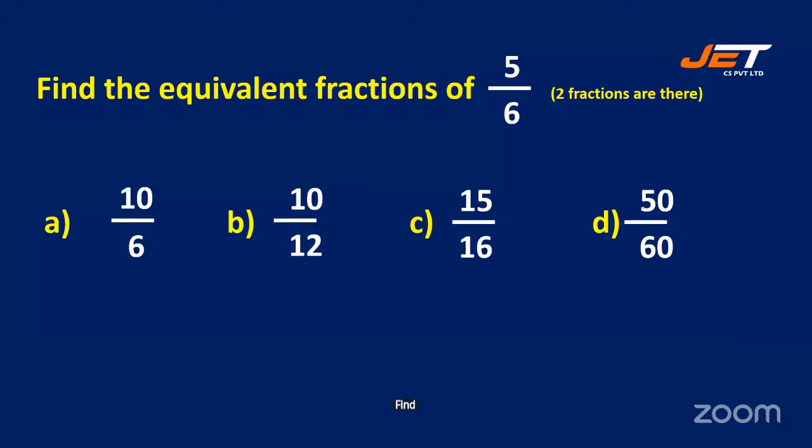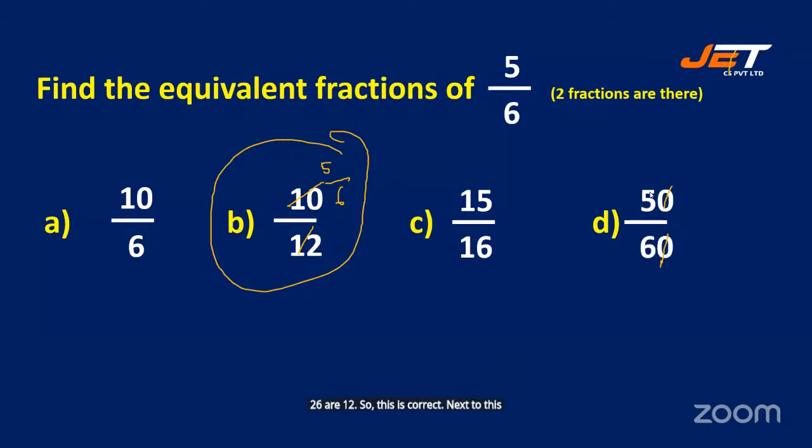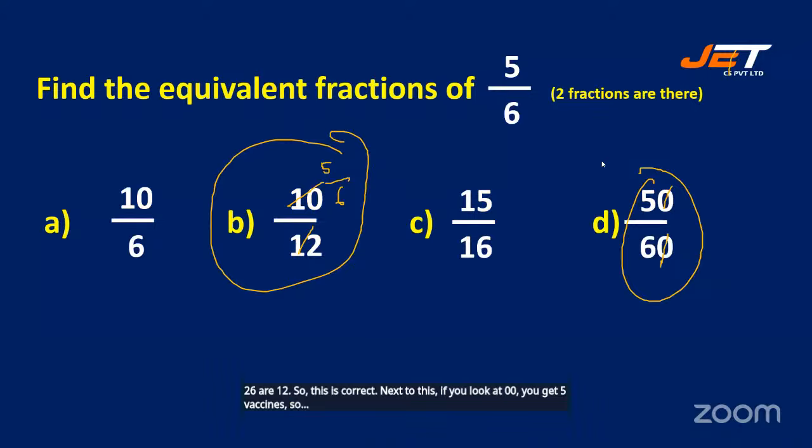Find the equivalent fractions of 5 by 6. So here they say two fractions are there. Okay. So in this, 2 is there, now you need to find out which one. See, 2 5s are 10, 2 6s are 12. So this is correct. Next to this, if you cut 0 0, you get 5 by 6. So B and D is the correct option.